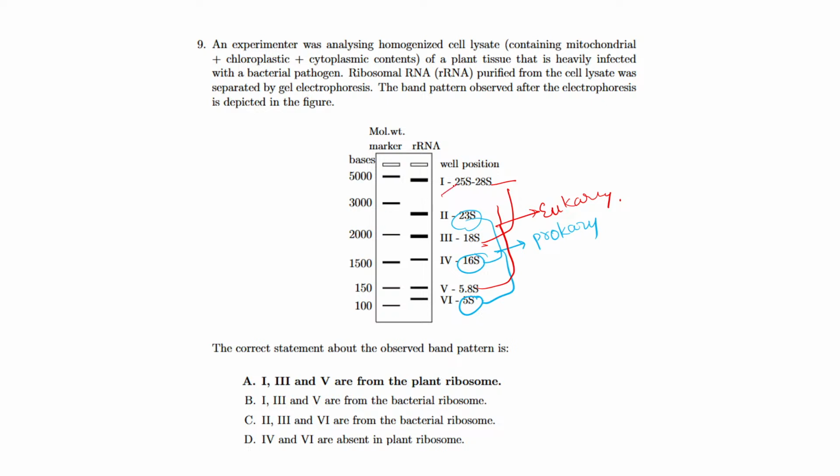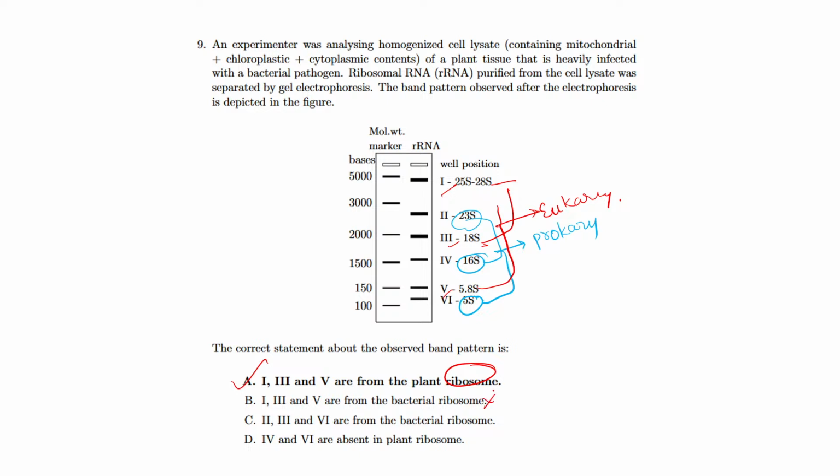So I have 1, 3, and 5. Yes, plant ribosome. Plant is a eukaryote, so it's from the plant ribosome. This option is correct. 1, 3, 5 are from the bacterial ribosome. Sorry, I mistakenly said chromosome instead of ribosome. 1, 3, 5 are from the bacterial ribosome.